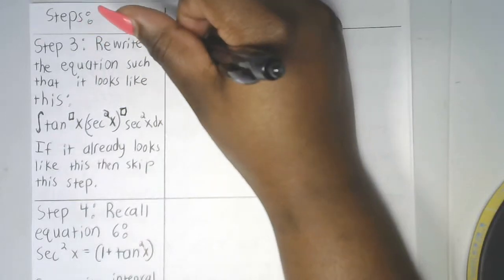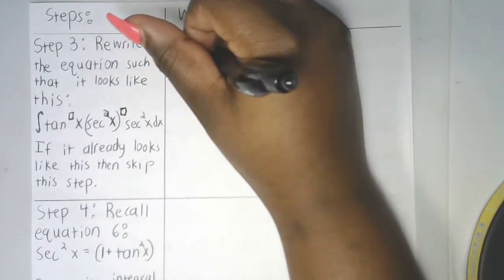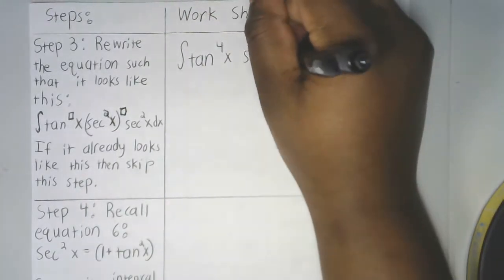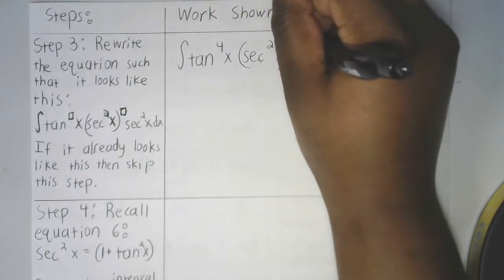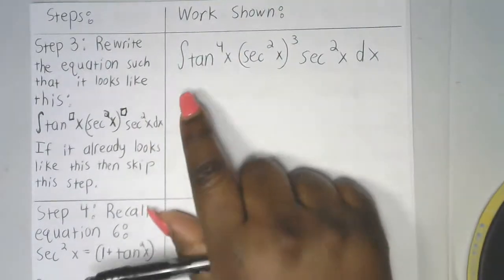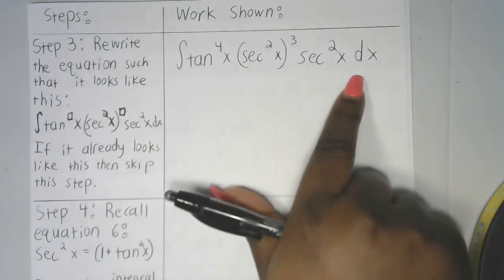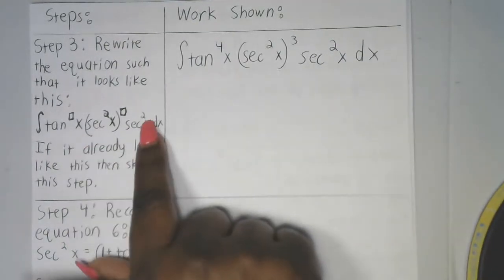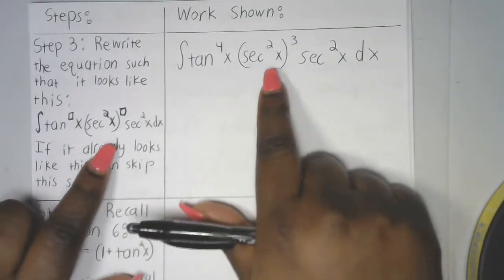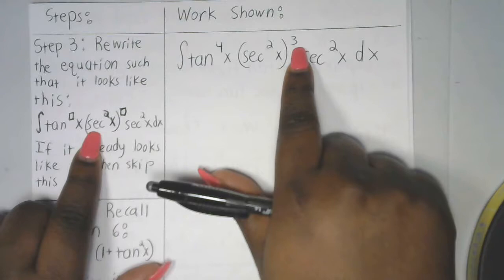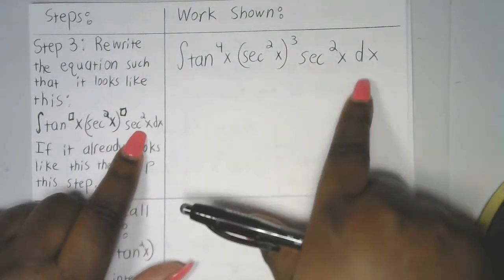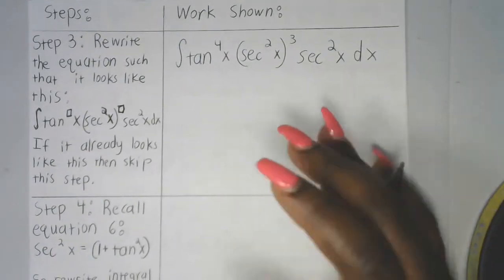So we can kind of skip this step, because remember, after we did step 2, we had tan x to the 4th times secant x squared, all that to the 3rd power times secant x squared dx. So this whole shebang, basically, it's already in this format. Tan x to the 4th power, that's the first term. Secant x squared to the something power, that's the second term. Then secant x squared, that's the third term. Then dx is last.